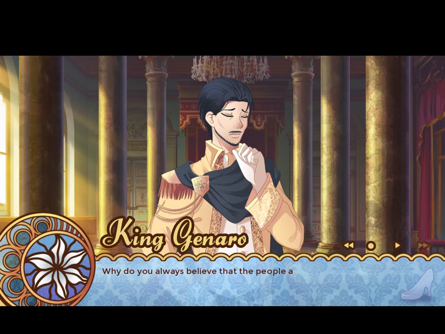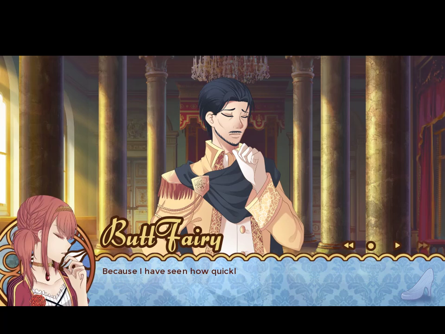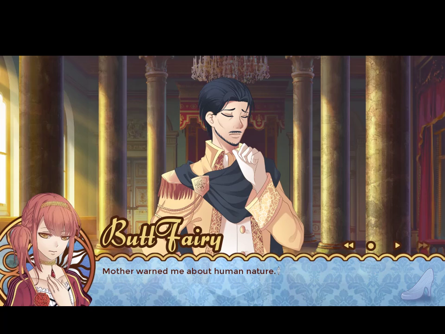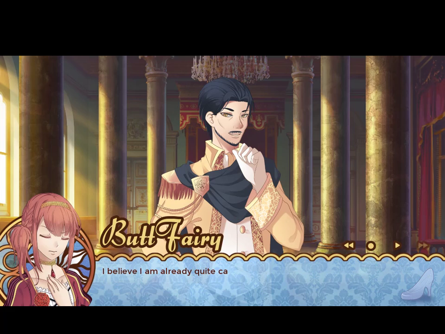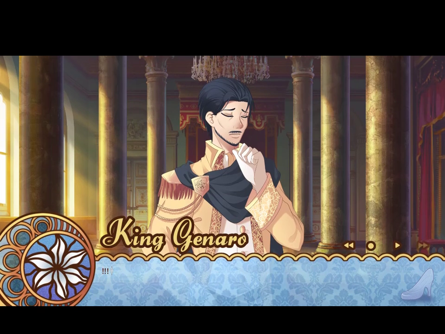Small child, why do you always believe that the people around you are incapable of good? Because I have seen how quickly people betray and manipulate each other to get what they want. Mother warned me about human nature. You do not see clearly, ButtFairy. If you would only open your eyes, you will be able to see how good people really are. I believe I'm already quite capable of seeing the true nature of people. After all, I've seen that there is no good in you.